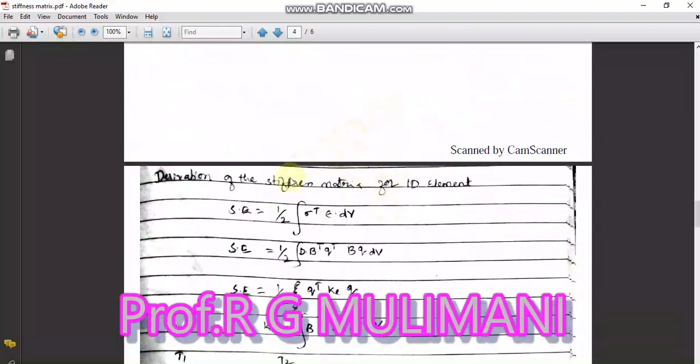Next we will derive the strain and stiffness matrix of the 1D element. We know that to derive the stiffness matrix, we use the strain energy. In this strain energy, for the heat transfer problem it is not the nodal displacements but the nodal temperatures, where T and Q are the nodal temperatures. If these nodal temperatures are removed, then what you will get is the stiffness matrix of the 1D bar element for the conduction problem.